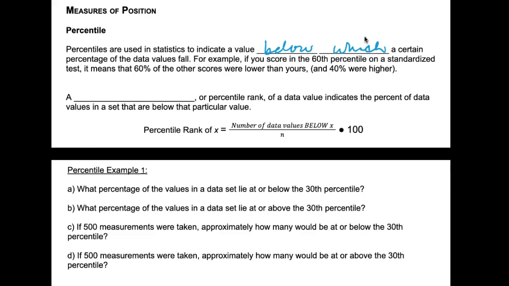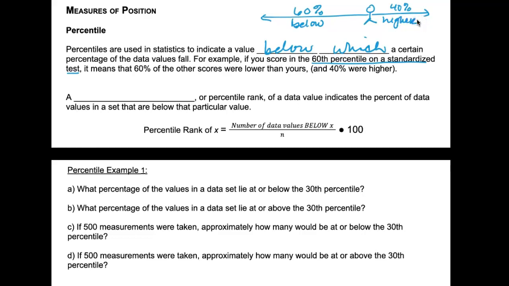For example, let's say you score in the 60th percentile on a standardized test. What does that mean? Well, if this was you and your score, it means that 60% of people scored below or lower than you. Now, we don't know how much lower. They could have just scored a little bit below you and done very well. We don't know what those scores are, but we know that 60% of people had a lower score than you, and we know that 40% of people scored higher.